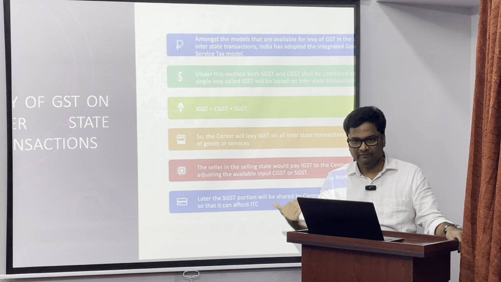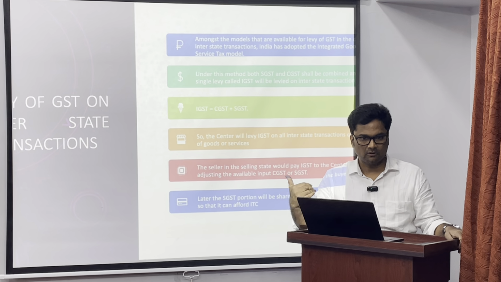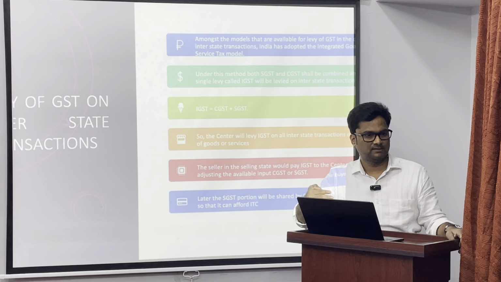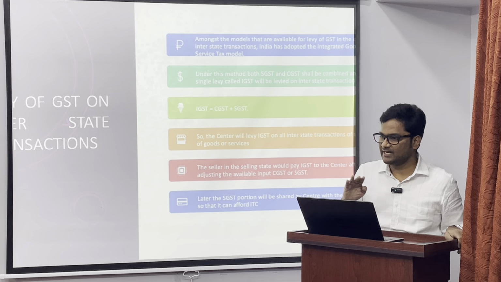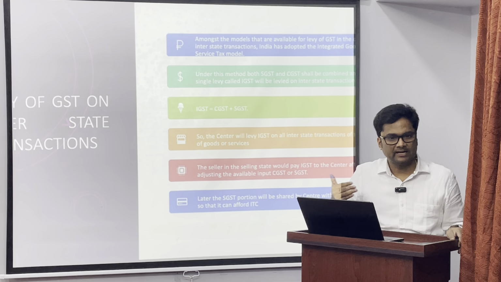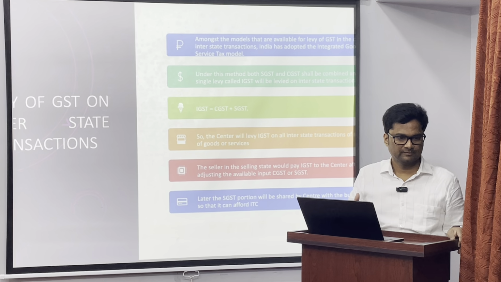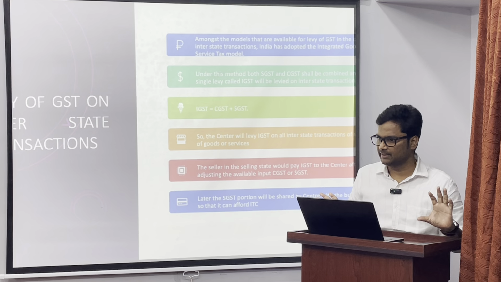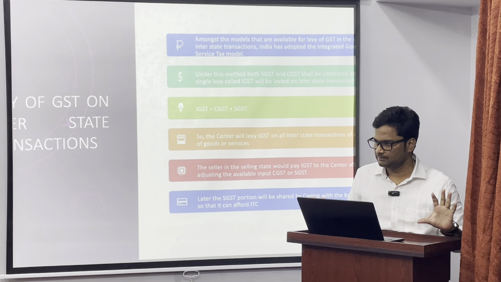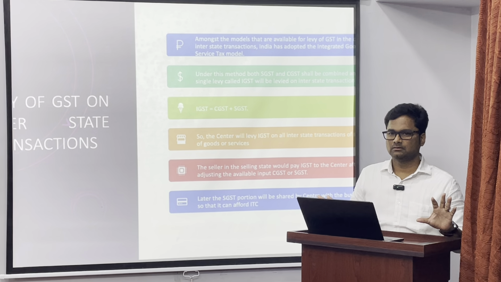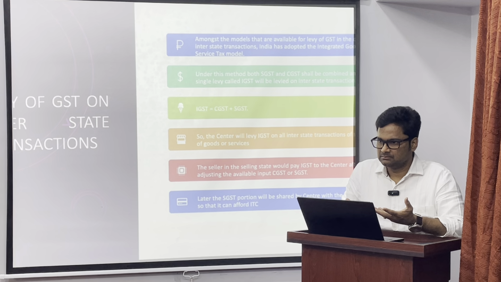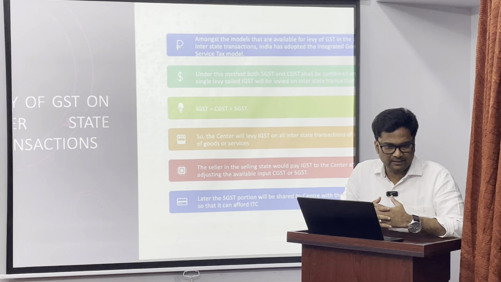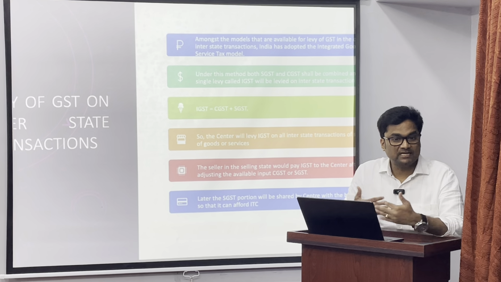So now even in interstate transactions, the government is ensuring seamless credit. Whether it is intrastate supply, you will get ITC. Whether it is interstate supply, you are getting ITC. Understood? Shall I explain again? Clear? Okay. So, to sum up, intrastate transactions will attract what? CGST, SGST. Interstate transactions?